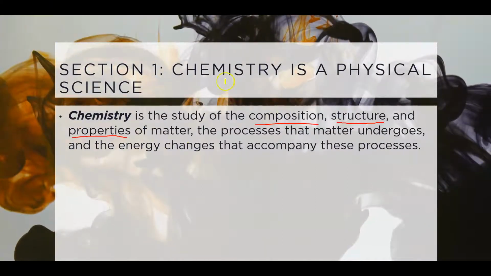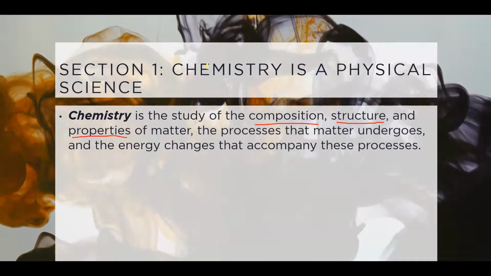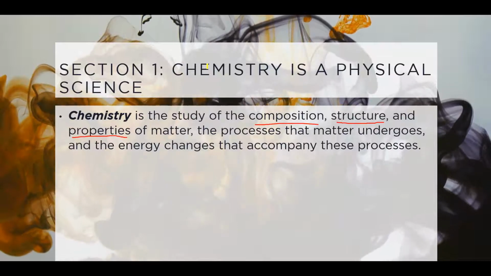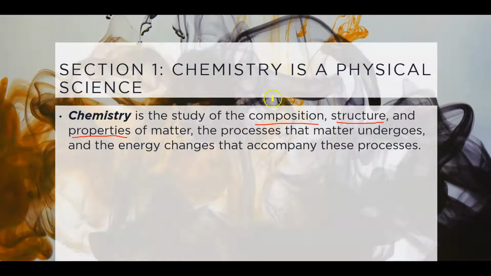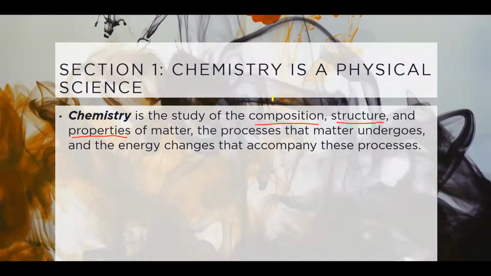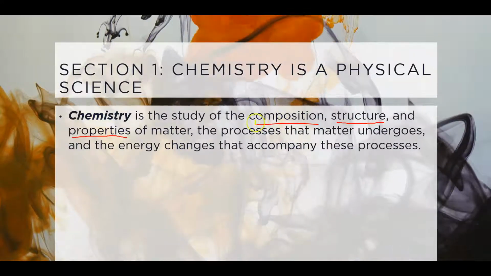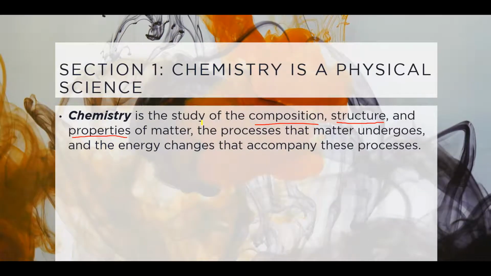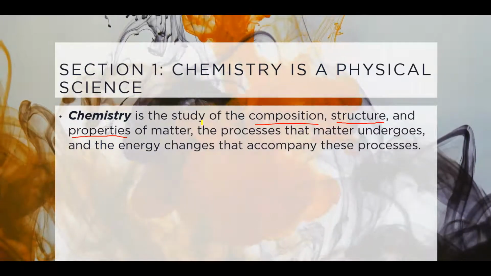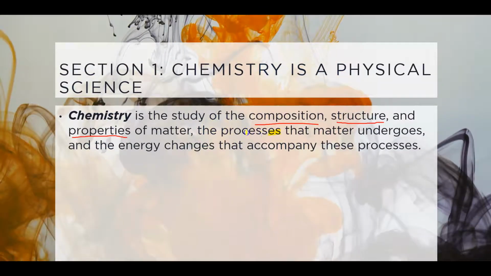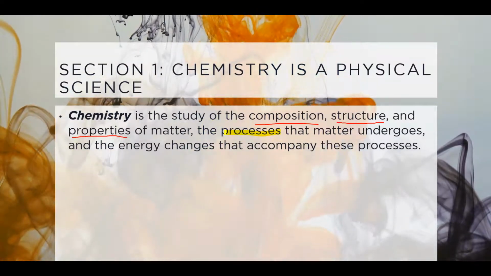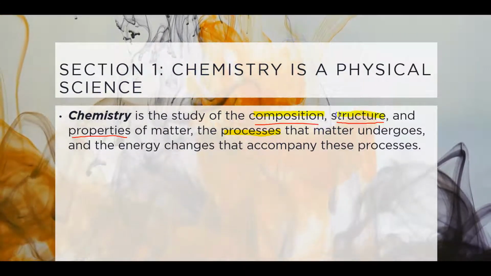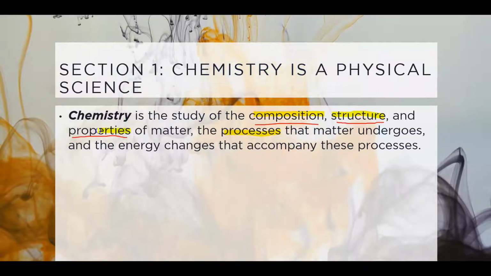at today is basically defining chemistry as a physical science, meaning it's dealing with things that are in the physical universe. And the definition here is that chemistry is the study of the composition, structure, and properties of matter. So how things are built, how they're put together, what they do in certain situations, and also the processes that matter undergoes. So composition, structure, properties, and processes. And when they undergo those processes, how do they change?